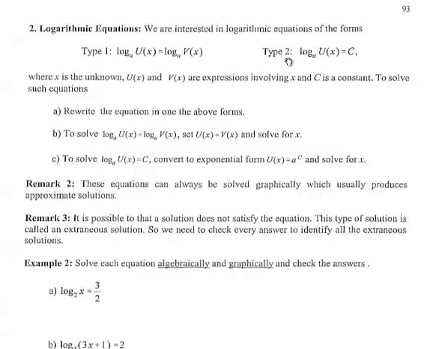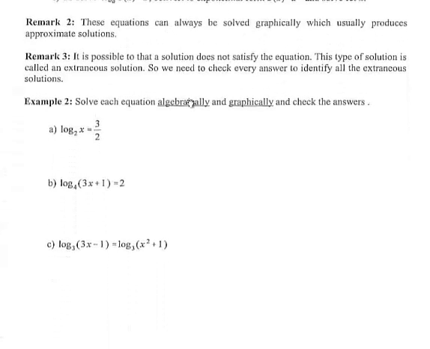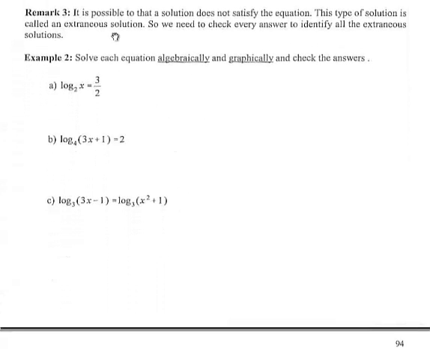Then we have type 2. We have a log equal to a constant, and inside of the log as the argument we have some expression of x. In order to solve this one, we would simply convert back to the exponential form of the equation and then solve for x. And once again, these can be solved graphically as the exponential functions were. Remark 3 is telling us that we need to check our solution, because sometimes we can do everything correctly algebraically and get a solution that doesn't satisfy the original equation. So we'll double check it.